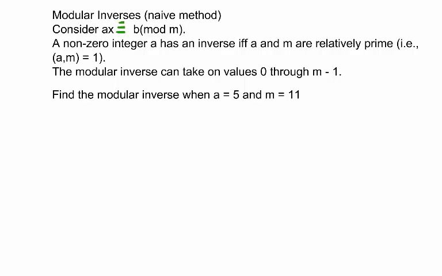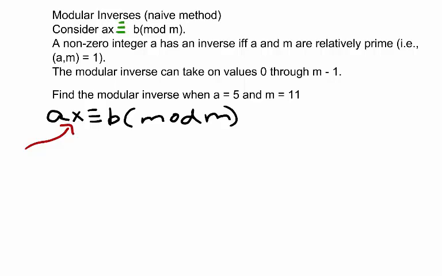Using the naive method, we're going to find the modular inverse when a is equal to 5 and m is equal to 11. In other words, for ax congruent to B mod M, we wish to find the value of x, our modular inverse.